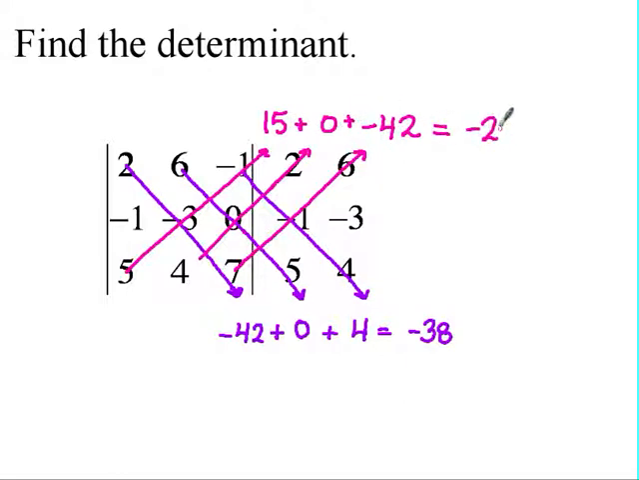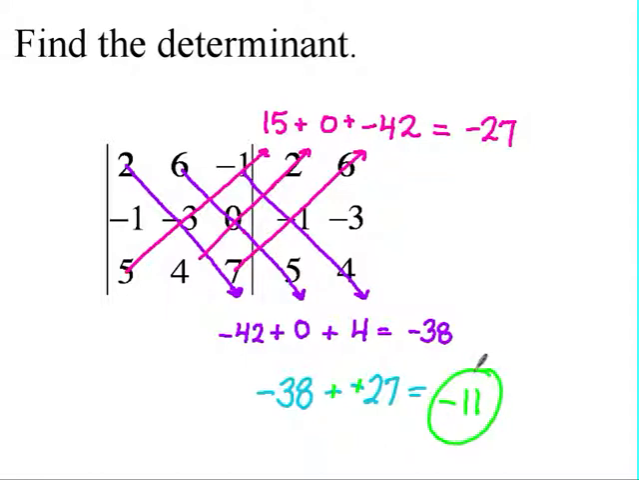Negative 27 up. Now, do we remember our final answer has to take the form of down minus up? So the down was negative 38 minus the up, which is negative 27. Two negatives there make a positive, and so your final answer is negative 11. Okay. Down minus up, you got to remember that.